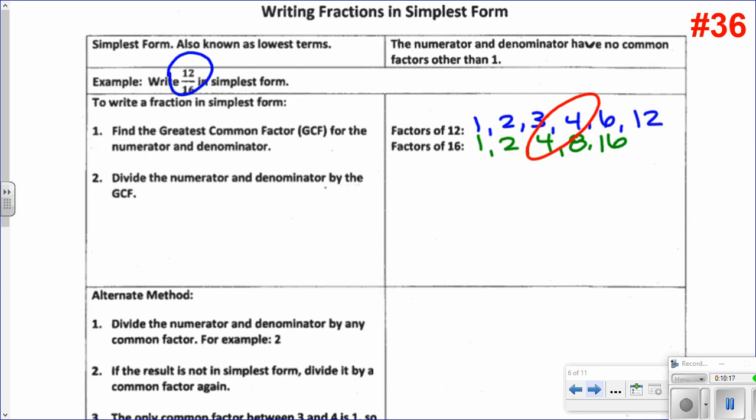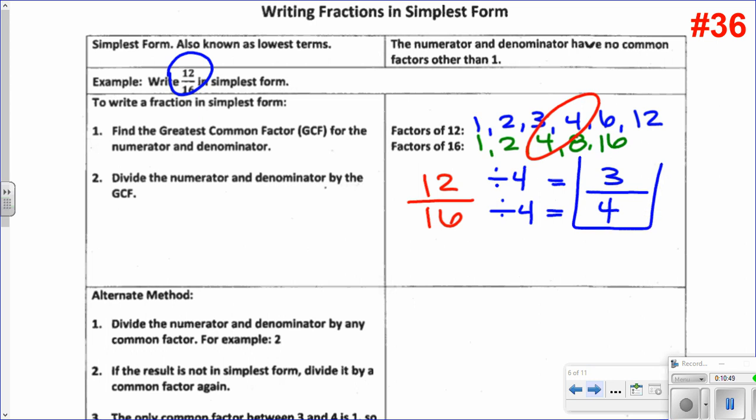So what we're going to do, number 2, it says divide the numerator and denominator by that greatest common factor. All right, so I'm going to write it up here nice and big so you can see it. So 12/16. And then we're going to divide them by that greatest common factor of 4. So divide by 4 and divide by 4. So 12 divided by 4 is 3. And 16 divided by 4 is 4. Okay, so the simplest form of 12/16 is 3/4.